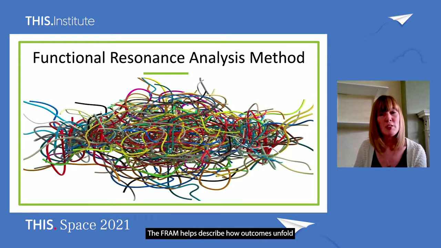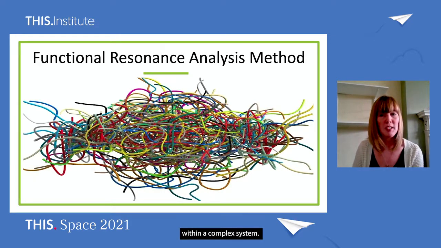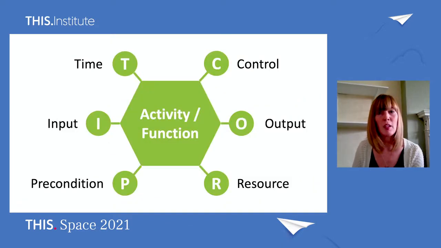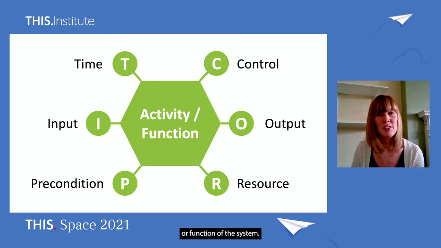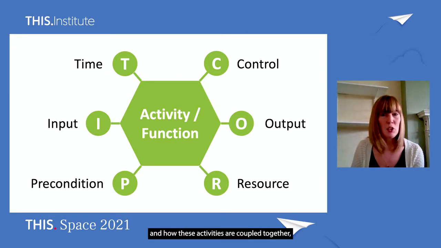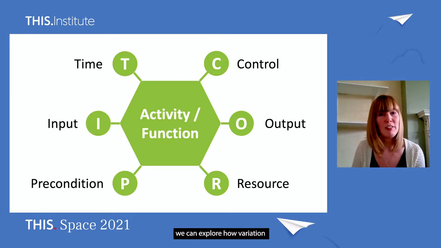The FRAM helps describe how outcomes unfold within a complex system. It's used to describe work as done rather than work as imagined, and so aligns with the resilient healthcare or safety 2 approach. FRAM models consist of lots of these hexagons, each of which represents an activity or function of the system. By describing variability and how these activities are coupled together, you can explore how variation in one part of the system affects outcomes in another.